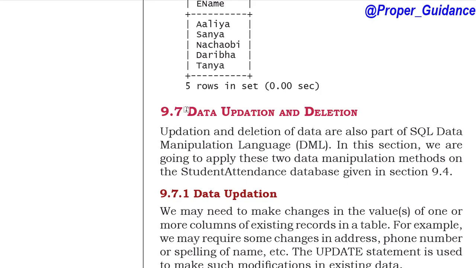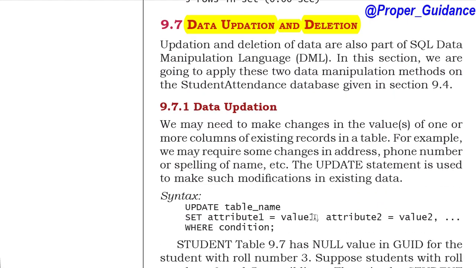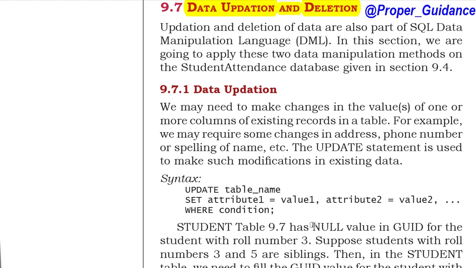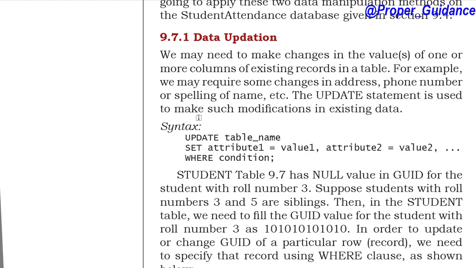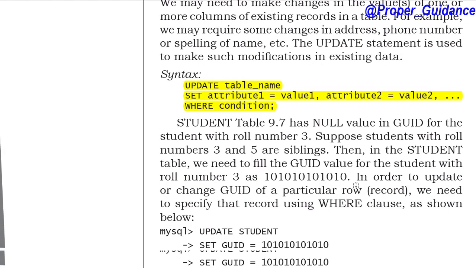Data updation and deletion. This is our next point. Updation and deletion of data are also part of the SQL data manipulation language, that is DML. In this section, we are going to apply these two data manipulation methods on the student database given in section 9.4. Data updation. What is the syntax of update? Update table name, set attribute 1 equals to value 1, attribute 2 equals to value 2, and so on, where condition. This is the syntax to update any table.